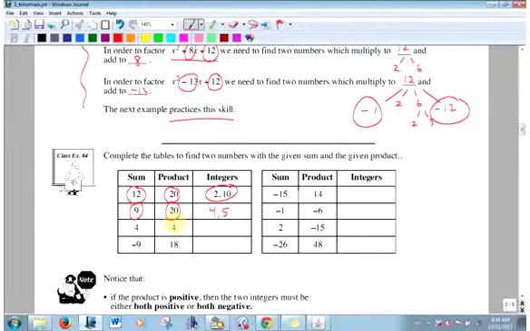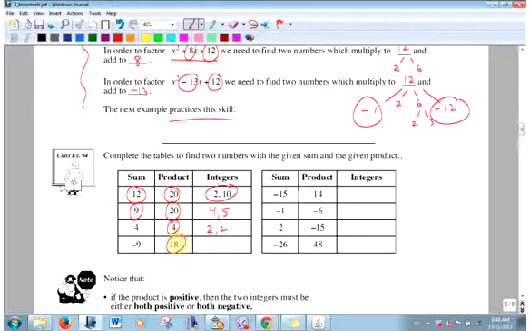What are two numbers that multiply to 4 and add to 4? What are your choices for 4? It's either 1 times 4 or 2 times 2. Yeah, okay? The bigger the number is, the more choices you have. If you get something like 48, oh, that's my last one. That one's going to be a little tricky.